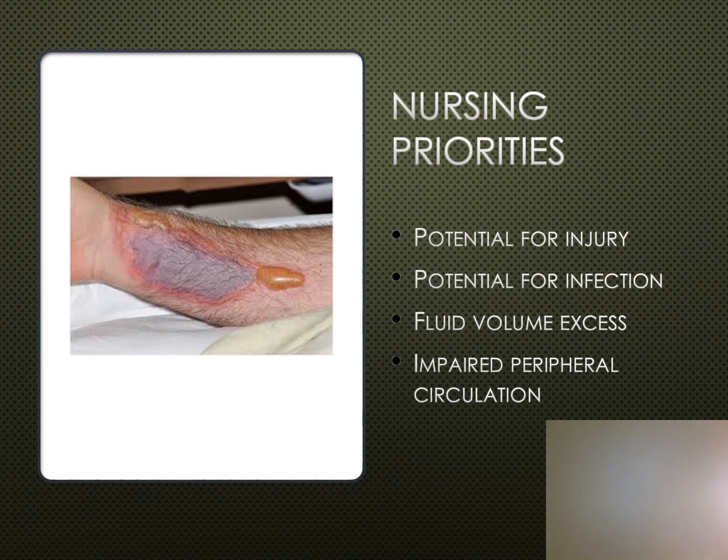Nursing priorities have the most impact on the client receiving the IV therapy. Potential for injury would include trauma, infiltration, and extravasation. And there's also potential for infection from cannula irritation, medication irritation, and non-adherence to aseptic technique.